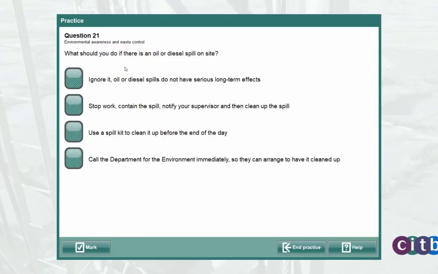What should you do if there is an oil or diesel spill on site? Ignore it. Oil or diesel spills do not have serious long-term effects. Stop work, contain the spill, notify your supervisor, and then clean up the spill. Use a spill kit to clean it up before the end of the day. Call the Department for the Environment immediately so they can arrange to have it cleaned up.